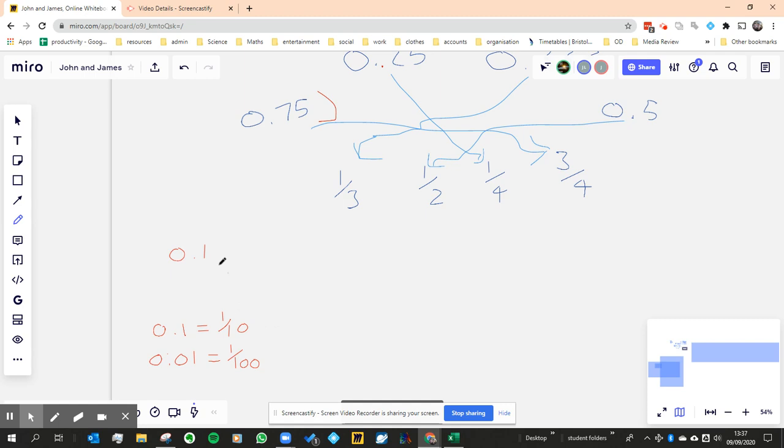So if I did 0.15, that's actually equal to 15 hundredths. Can you sort of see that? Yeah. So now the thing is, that's not simplified, is it? Because both 15 and 100 are in the 5 times table. So 15 divided by 5 would be 3. And 100 divided by 5 is 20. So we've just turned 0.15 into a fraction, and it's simplified.